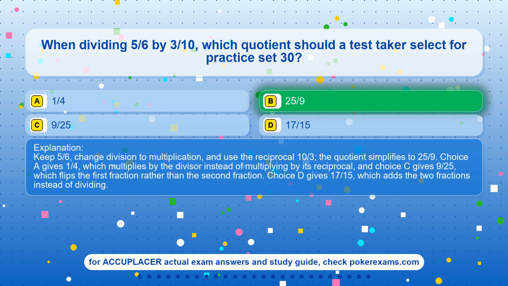Choice A gives 1/4, which multiplies by the divisor instead of multiplying by its reciprocal, and choice C gives 9/25, which flips the first fraction rather than the second fraction. Choice D gives 17/15, which adds the two fractions instead of dividing.